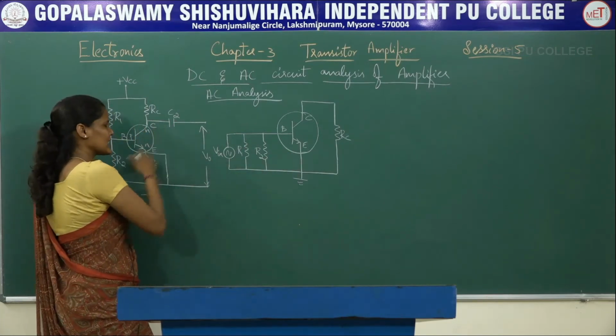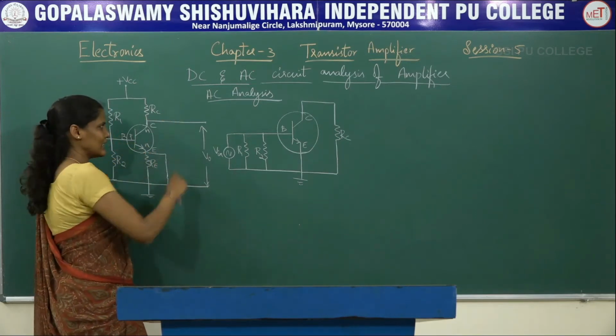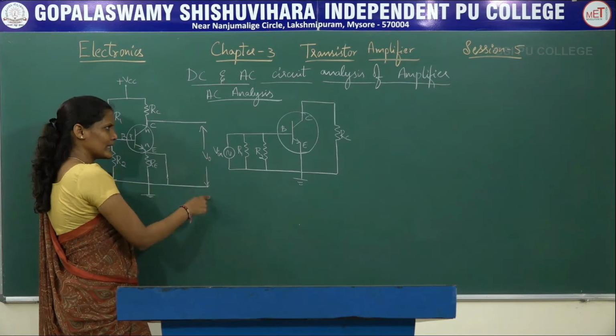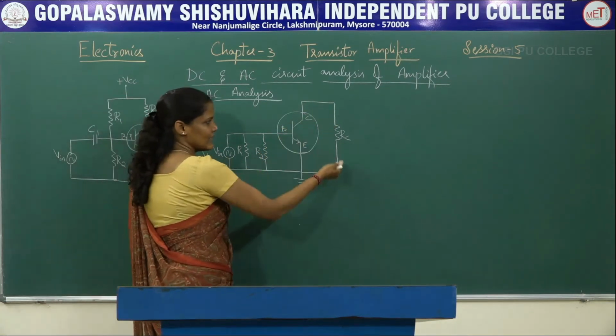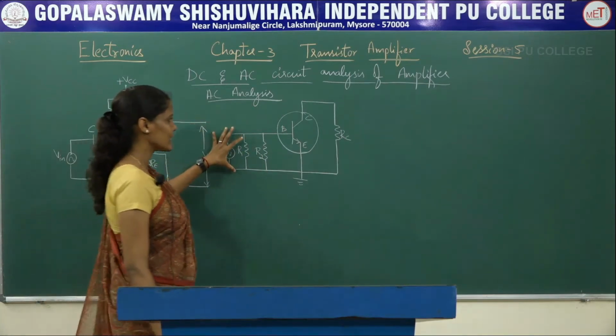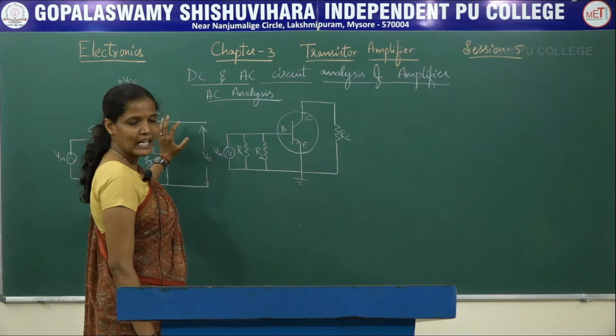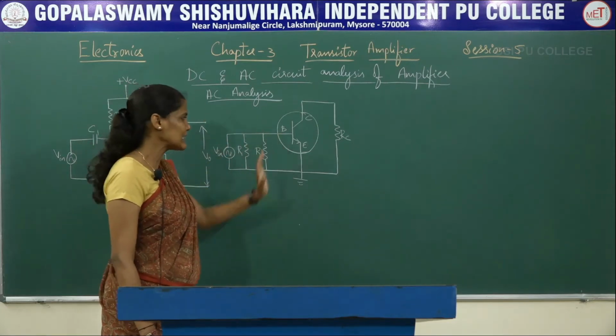And here, since even this capacitor is shorted, the collector terminal will be connected to ground through this RC. So what we have done here is that RC comes like this. So this is the final circuit which we are going to get after shorting the DC as well as the AC sources. This is the first step.